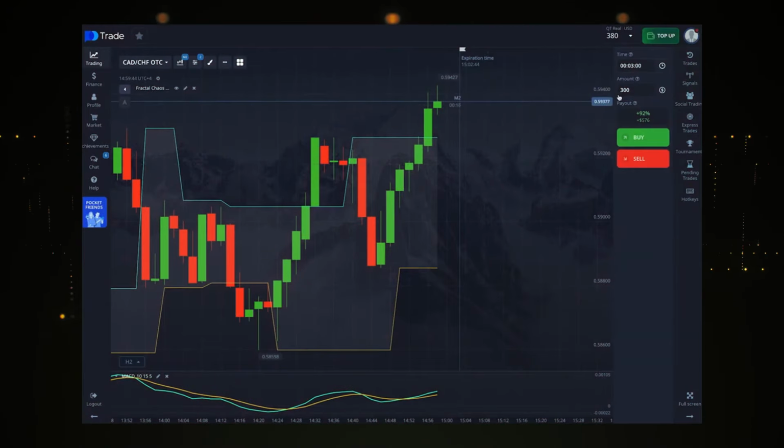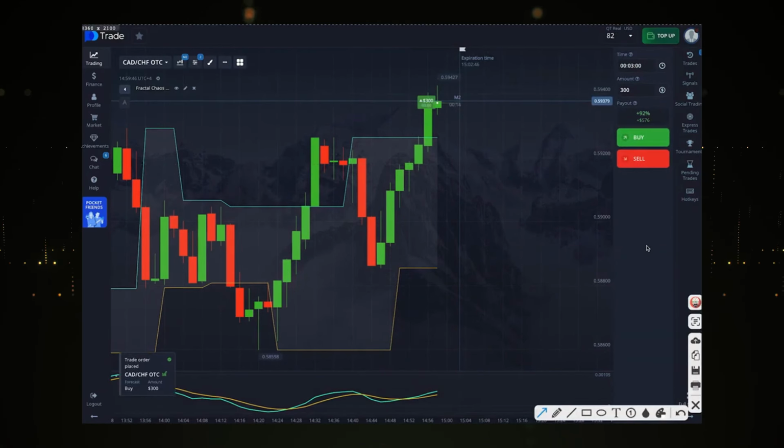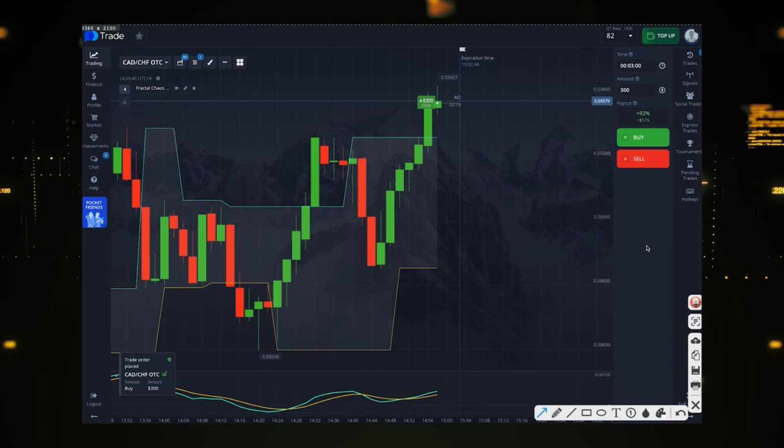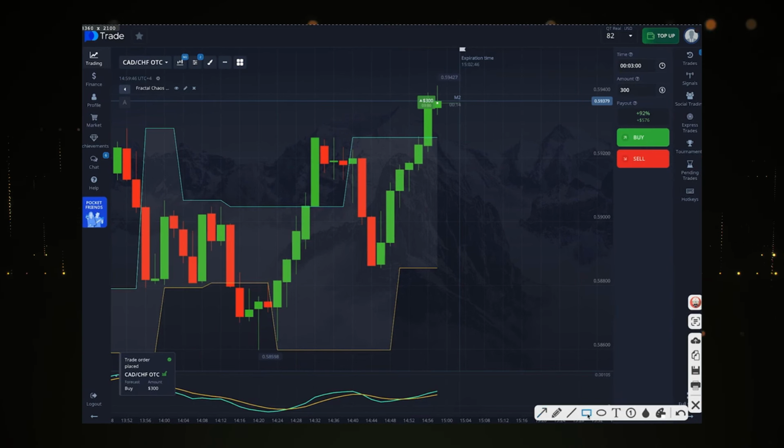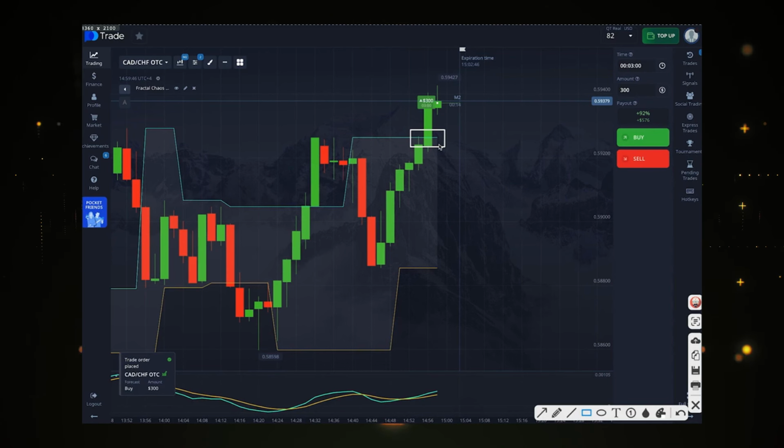The first situation. Expiry time is set at 3 minutes. I open a buy trade for $300. Now I will explain how this strategy works in real conditions. First, we look at the price behavior relative to the indicator Fractal Chaos Bands. Pay attention. The candles broke through the upper boundary of this channel. This moment can be regarded as the first important signal, indicating that the asset has temporarily reached the area of a possible reversal or correction. This is a kind of warning about a possible change in the direction of movement.